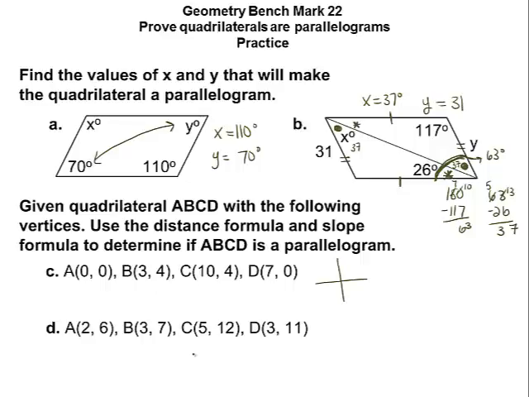I'll do C with a picture and D with the algebra. Okay, so for the picture I have the points plotted on the grid. To get from this dot to this dot, I'm going up 4 and over 3. To get from this dot to this dot, I go up 4 and over 3. So yes, it's a parallelogram. You just say yes or no.